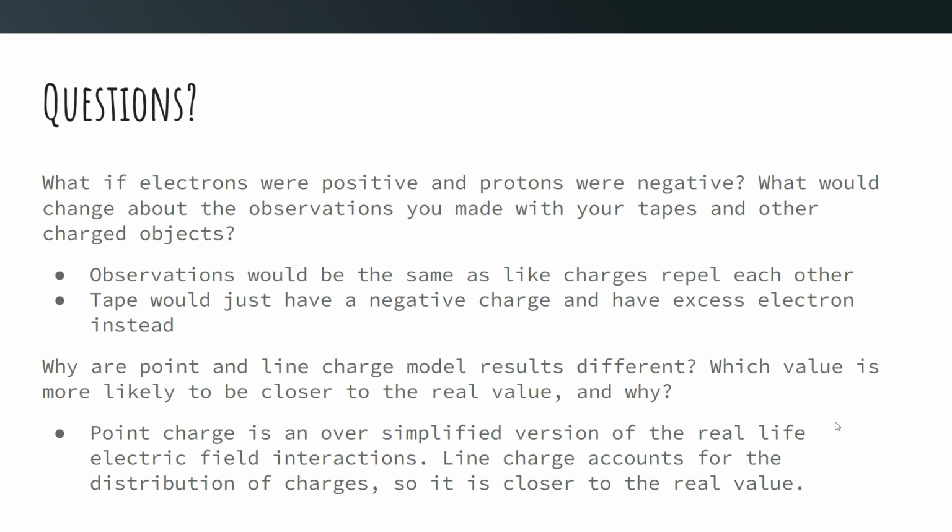Why are the point and line charge models' results different? Which value is more likely to be closer to the real value and why? Point charge is an oversimplified version of the real-life electric field interaction. The line charge accounts for the distribution of charges across the tape, so it is closer to the real value.